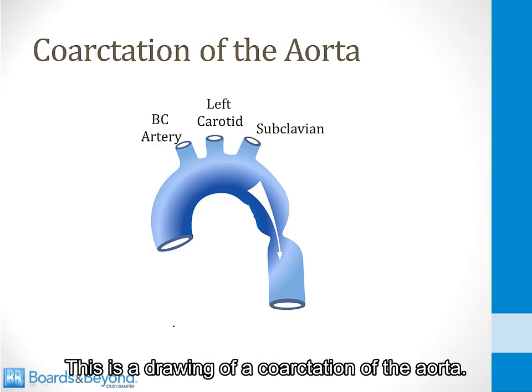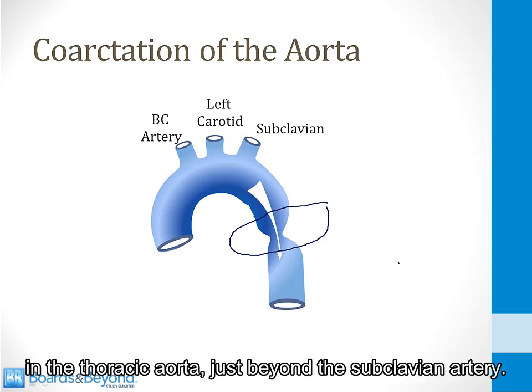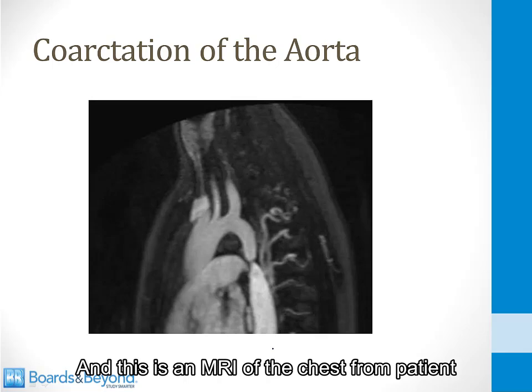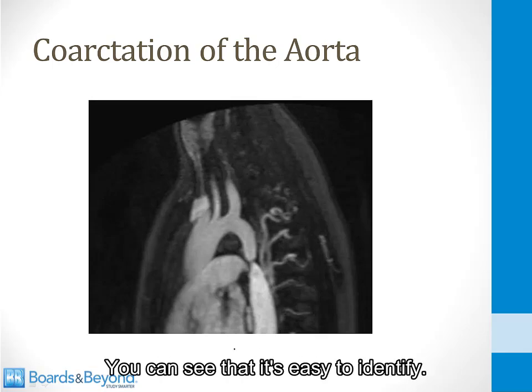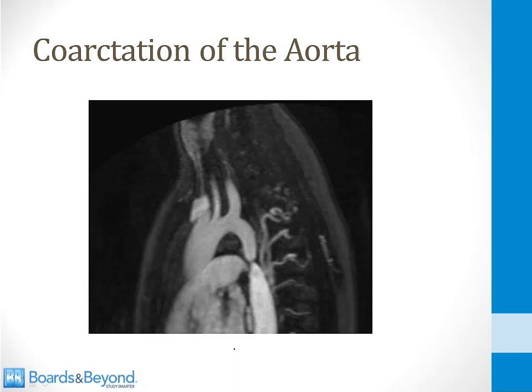This is a drawing of a coarctation of the aorta. It's a narrowing of the aorta that usually occurs in the thoracic aorta just beyond the subclavian artery. And this is an MRI of the chest from a patient with coarctation of the aorta. You can see that it's easy to identify. It's a very narrow portion of the aorta.